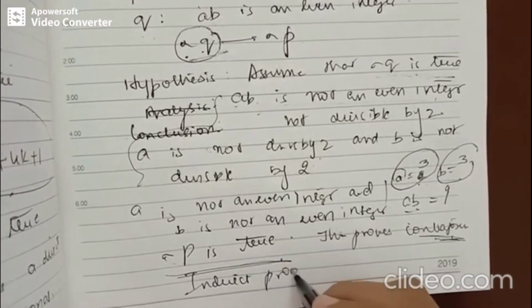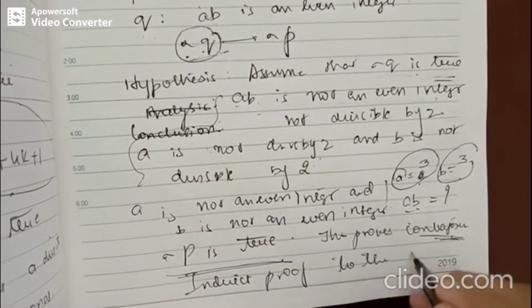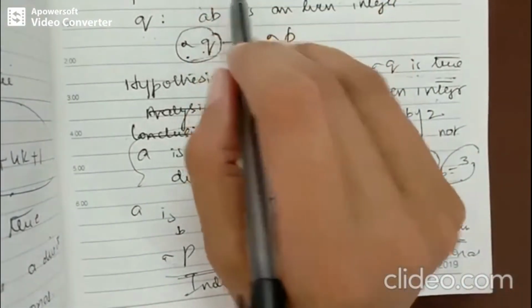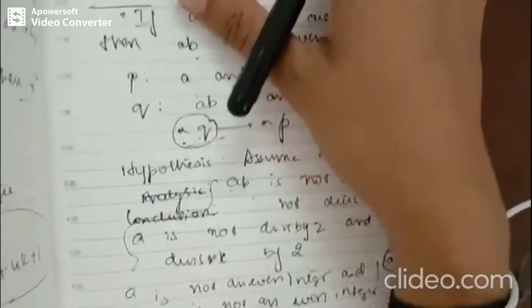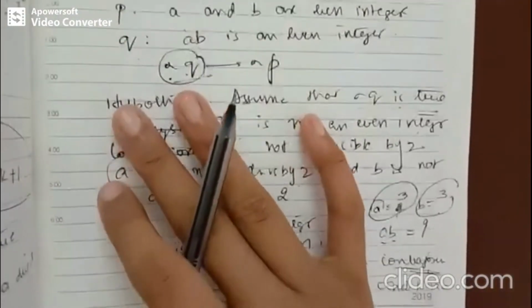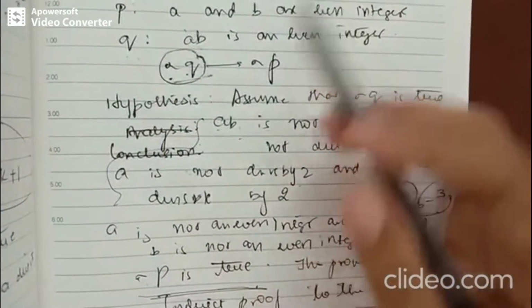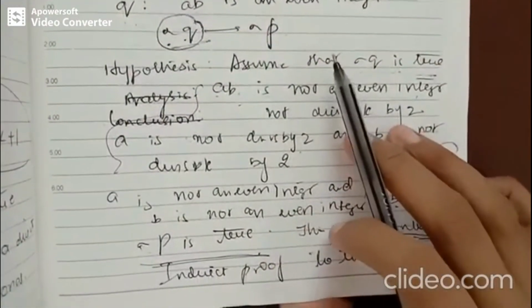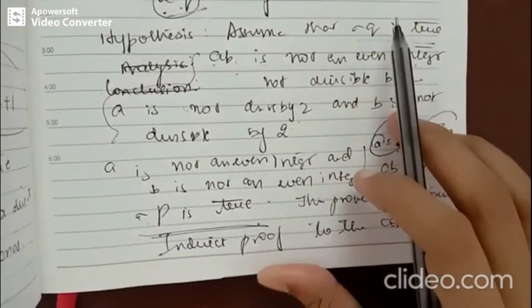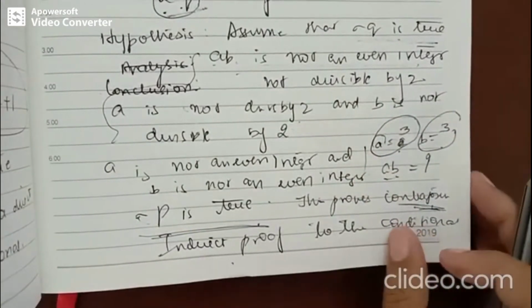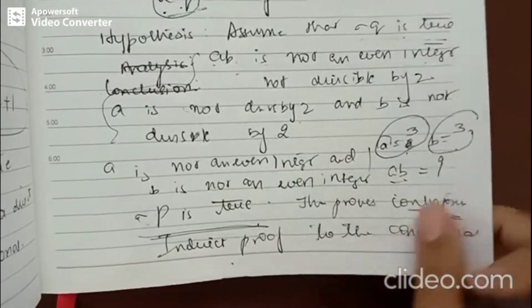It is an indirect proof to the conditional. Why? Because we are not directly taking the condition, we are writing the logical equivalent form of P implies Q. So P implies Q is also logically equivalent to its contrapositive. When we start with the contrapositive and follow the steps, we are proving the contrapositive, which is an indirect proof to the conditional. So this is how we will solve based on indirect proofs.